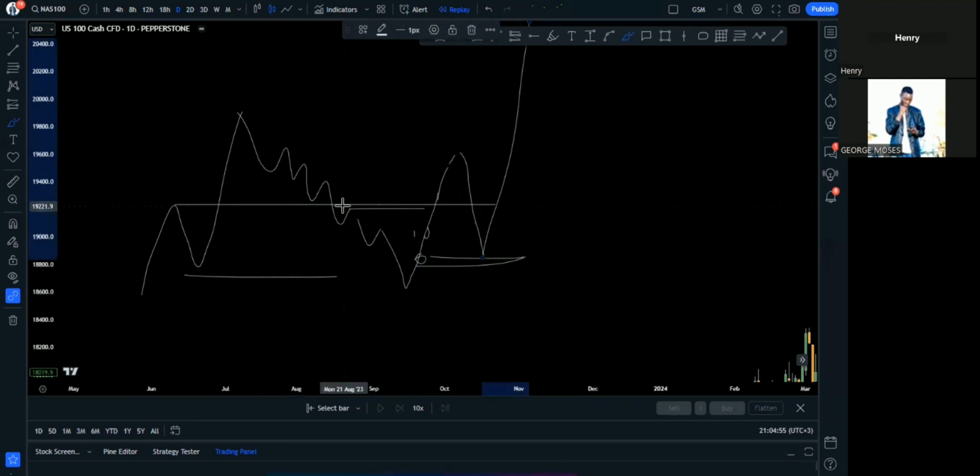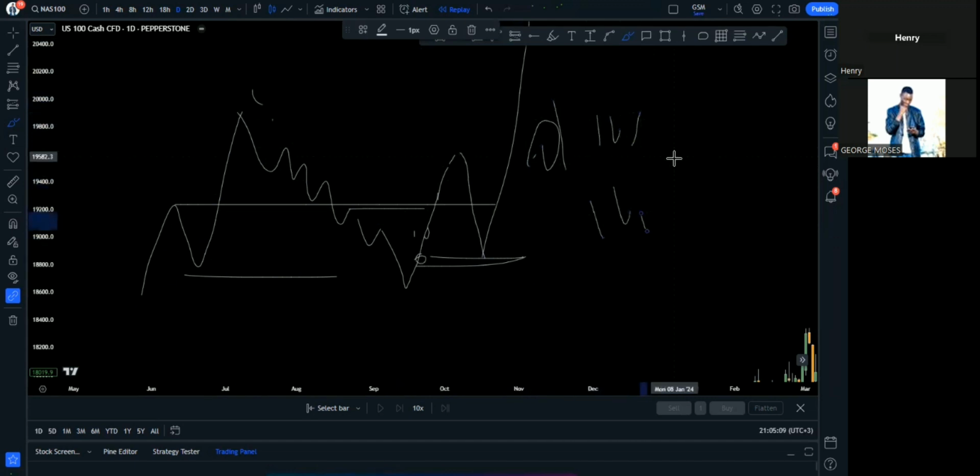Okay, so the shift that happened on the daily has to be validated. Daily shift has to be validated by the weekly, right? A 1 hour shift has to be validated by the 4 hour, and a 15-minute shift has to be validated by what?